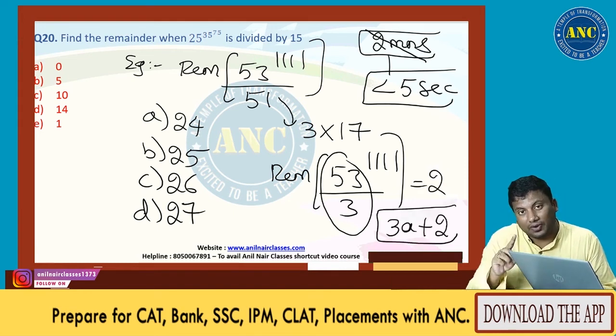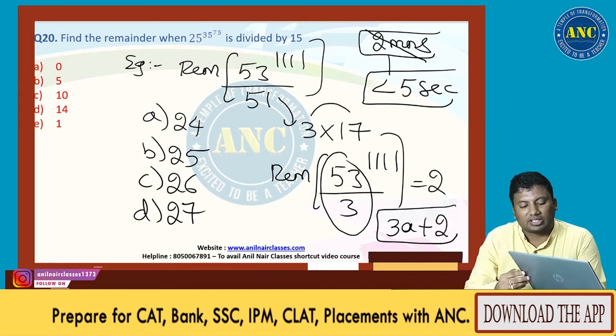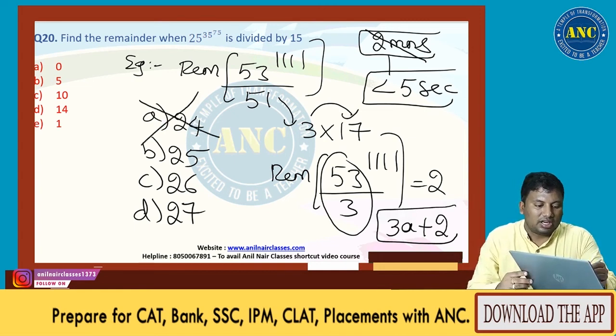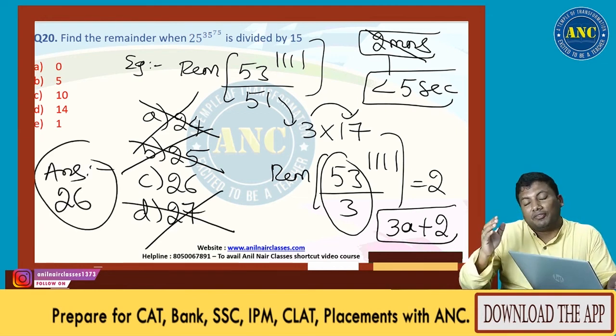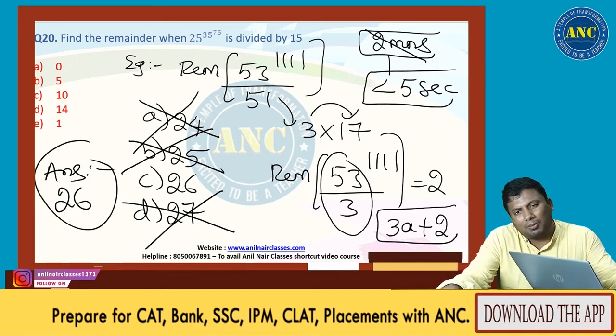If it satisfies and there is more than one answer option, I will go to the next factor, that is 17. If it is of the form 3a plus 2 and is divisible by 17, it gives a remainder 1. Perfectly divisible. Answer 26. The examiner spends so much time preparing a question, but it probably takes seconds to write an answer.